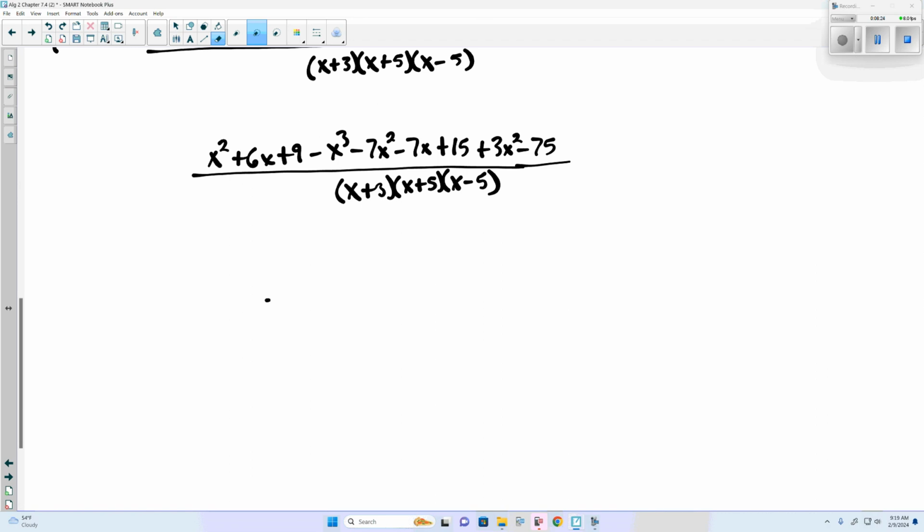Now at this point here, we combine like terms. Negative x cubed is the only x cubed term. We have x squared minus 7x squared, which is negative 6, plus 3x squared is negative 3x squared. Positive 6x minus 7x is negative x. And that's it.